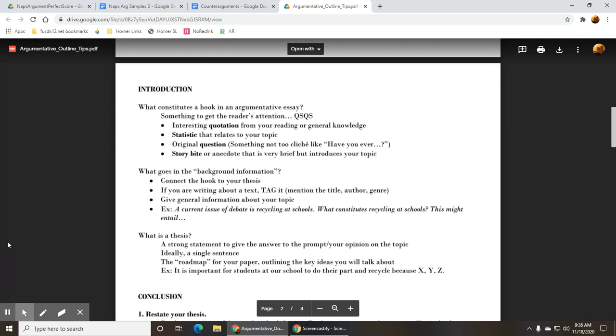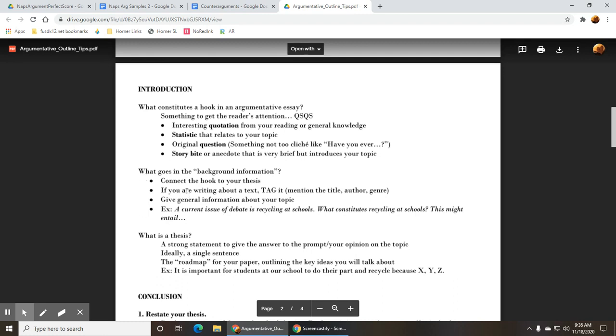You have a hook, which might be an original question that's not something too cliche. It might be a quotation from your reading or general knowledge. It could be a statistic relating to your topic, or a story bite or anecdote that's very brief but helps to introduce the topic of your essay.